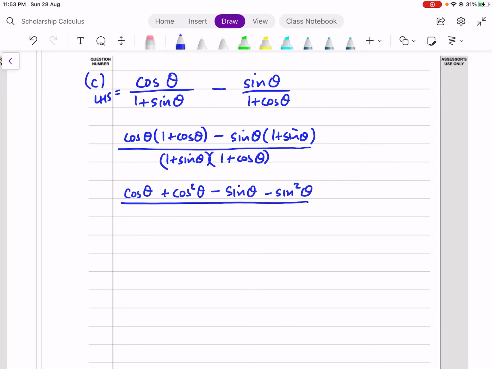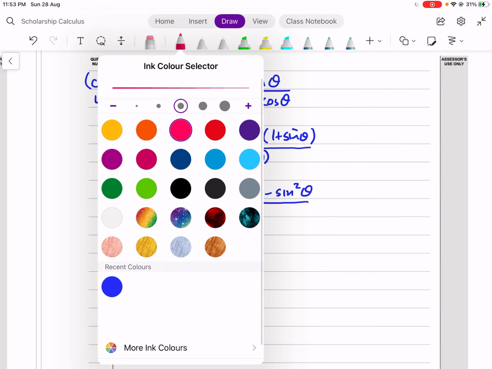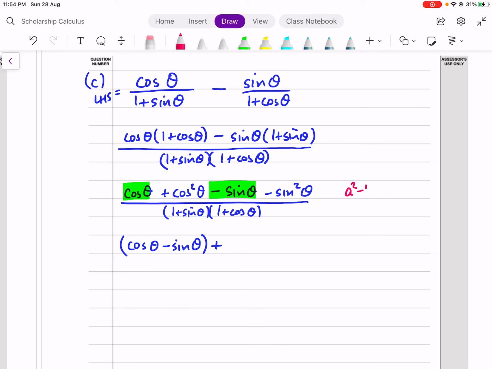So what I'm going to do is factor these. Well, I don't need to factor that one, it's just cos theta minus sine theta. Probably helps if I write in the denominator again. Cos theta minus sine theta plus, so that's one of the terms put together. The other one's cos squared minus sine squared, which is a difference of 2 squares. That's what I want to do. Algebraically simplify. A squared minus b squared, a minus b, a plus b.